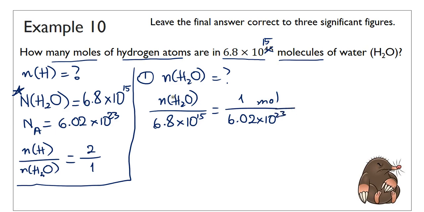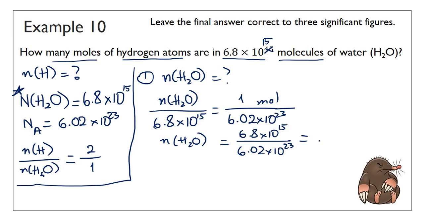So this is unknown over given, and then from here you should be able to work out that the number of mole of H2O is 6.8 times 10 to the 15 over 6.02 times 10 to the 23. So I'm going to use a calculator here. So we have 6.8 times 10 to the 15 divided by 6.02 times 10 to the 23.